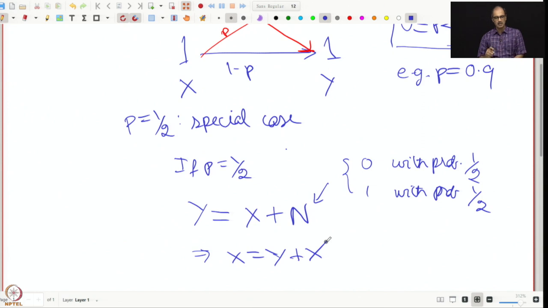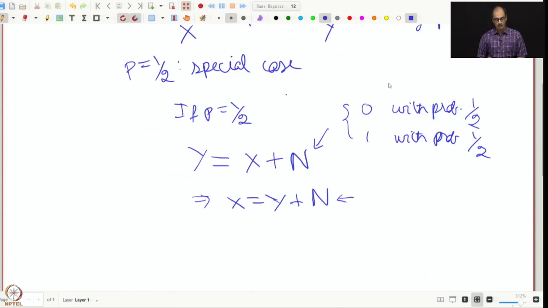I can write y plus x because minus is the same as plus in this particular binary operation regime. So now, in this particular scenario, irrespective of what y is, your x is going to be completely independent of y. I'm going to leave it as an exercise for you to prove it, but the intuition is that even if you had no y, x is not going to be dependent on y, in the sense that this n essentially is going to just flip bits randomly and you're going to get no information.